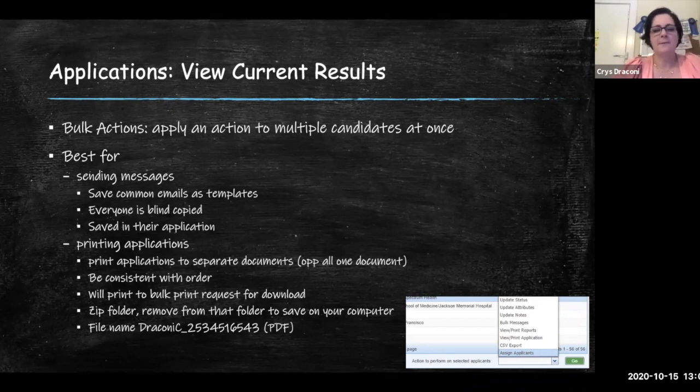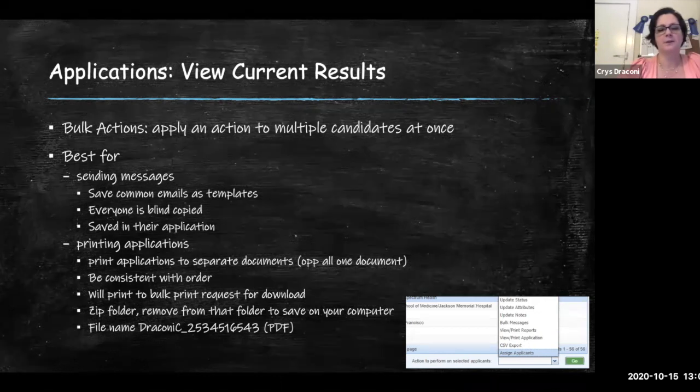Oh, it also asks you this question here: print applications to separate documents or print it all to one document. I do not know why you would want to print all the applications to one document. I don't even know why that's an option. Every time I talk about this, I try to figure out a reason why you would want to do this. But I always click print applications to separate documents, which means there will be a PDF for each applicant.